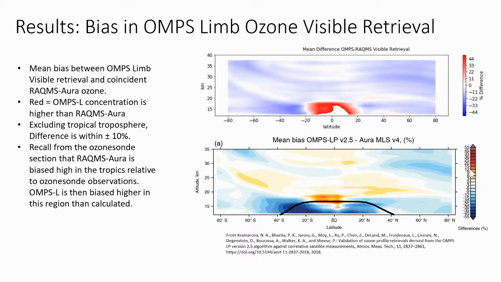And then moving on to the bias in the visible retrieval compared to our coincident corrected model, excluding some variation in the tropical troposphere, the retrieval is primarily biased low, but is still within about plus or minus 10%. The difference that we're seeing in the tropical troposphere is different than that seen in the direct validation study, where they're using the Aura MLS, which we assimilate in the model.